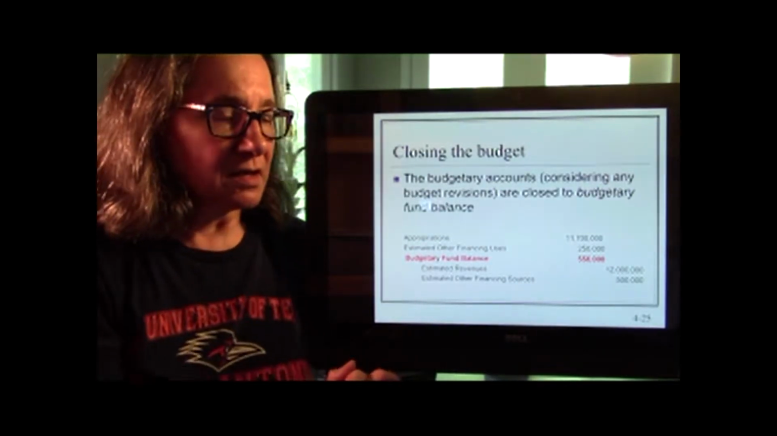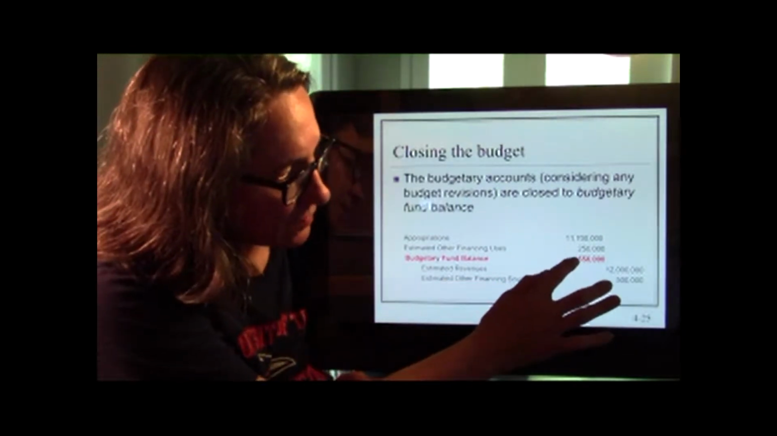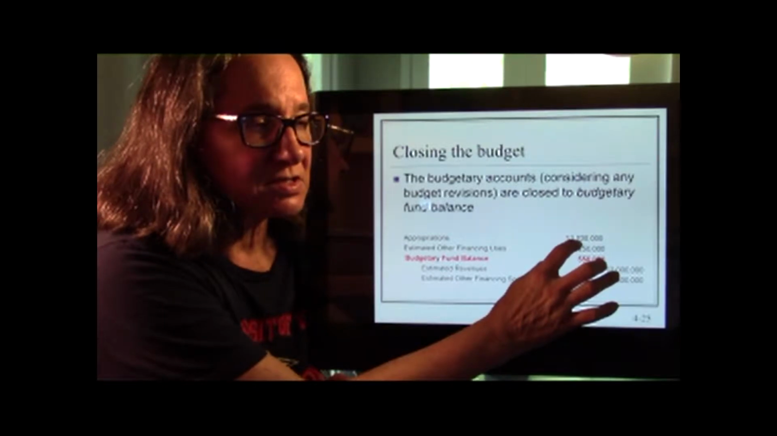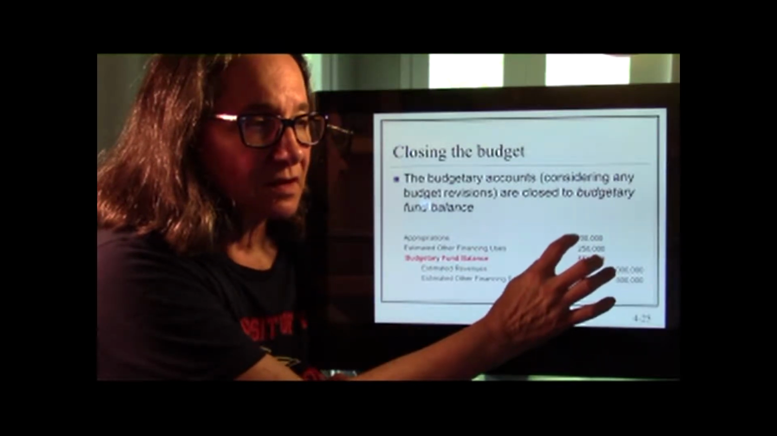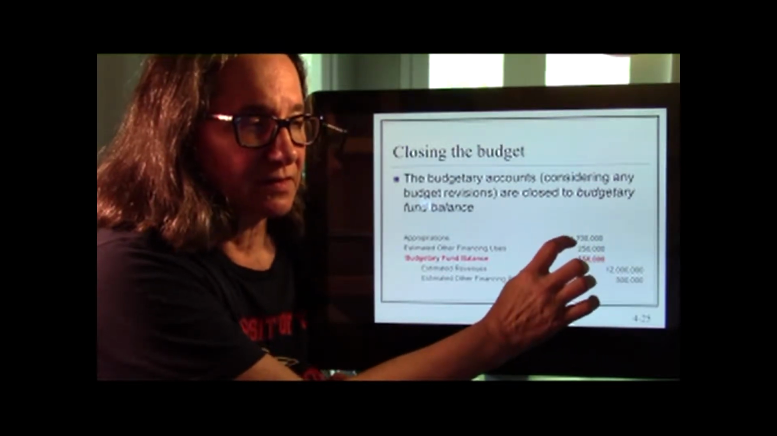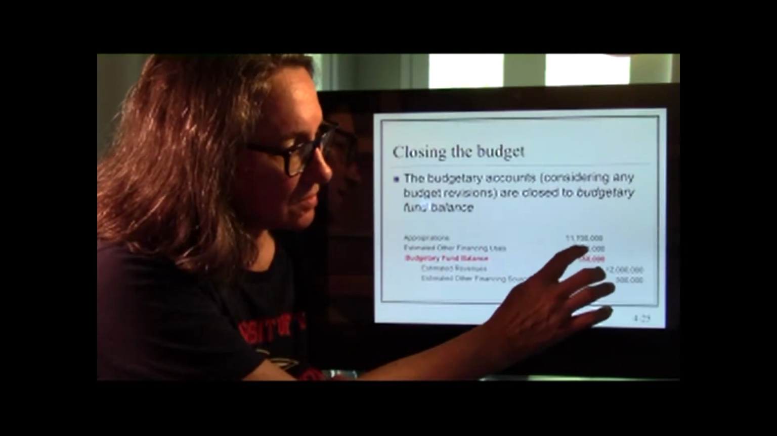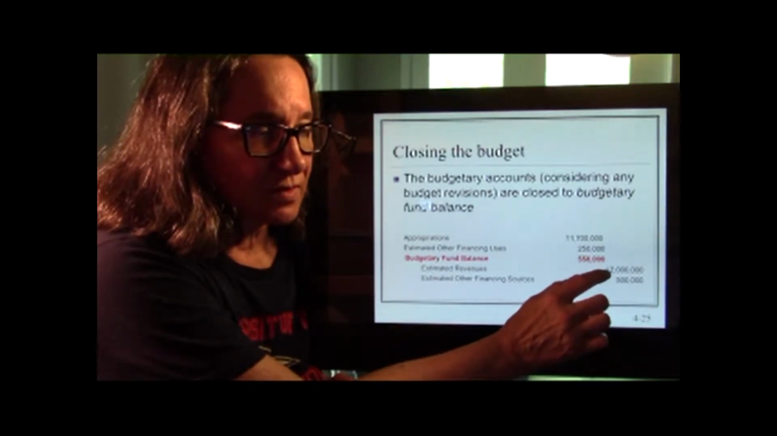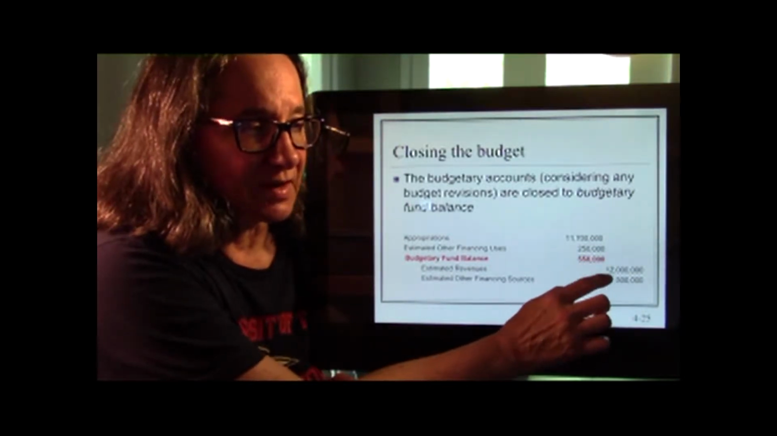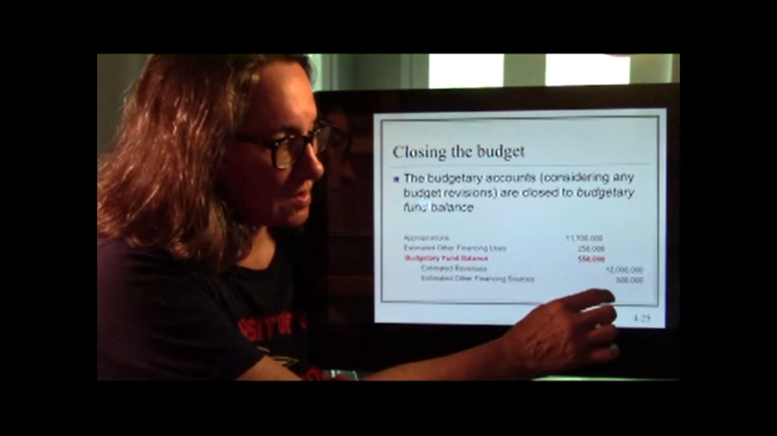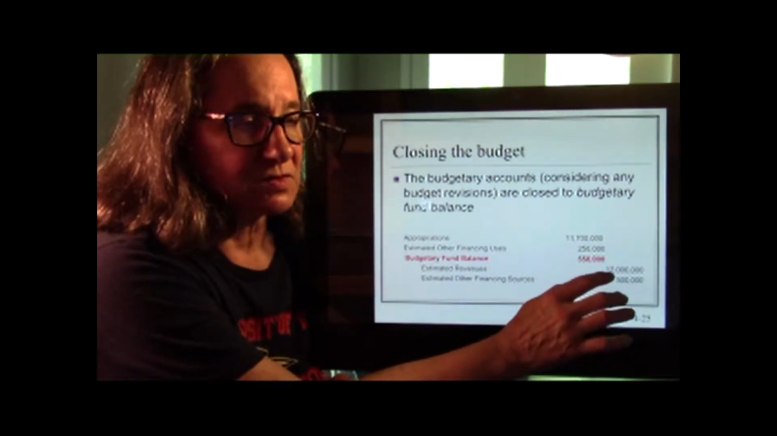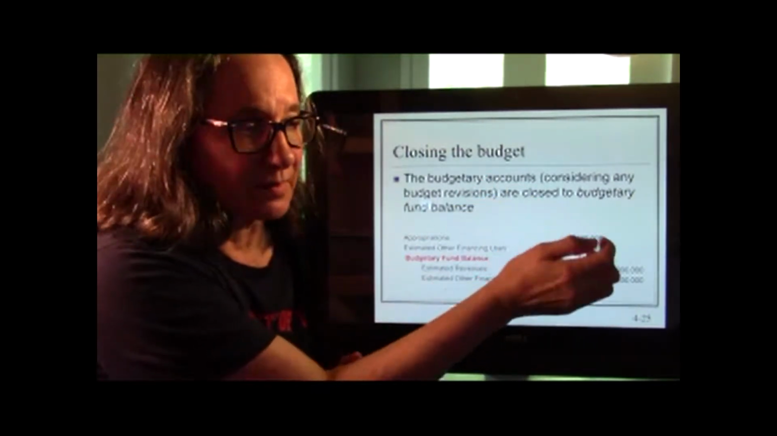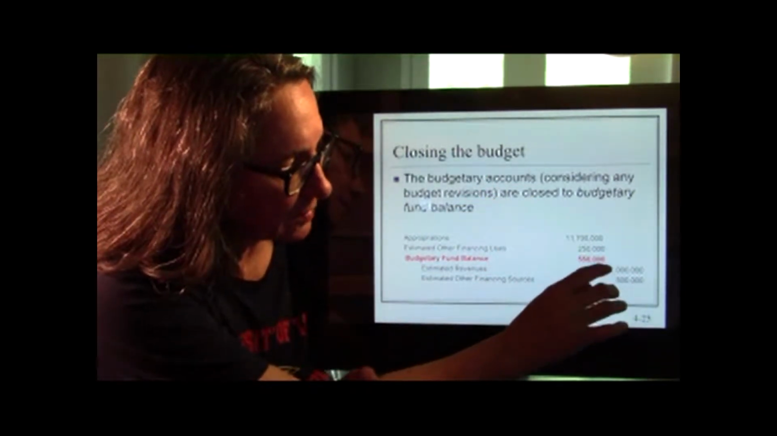All right. So this number is what you plug in, right? Whatever the balance is in appropriations, you debit. Other financing, you debit. Whatever the balance is in revenues, you credit. This is estimated revenues, right? So these are the budgetary accounts. So estimated revenues have a debit balance. Real revenues have a credit balance, but these are just estimated revenues, so we don't need them around anymore.